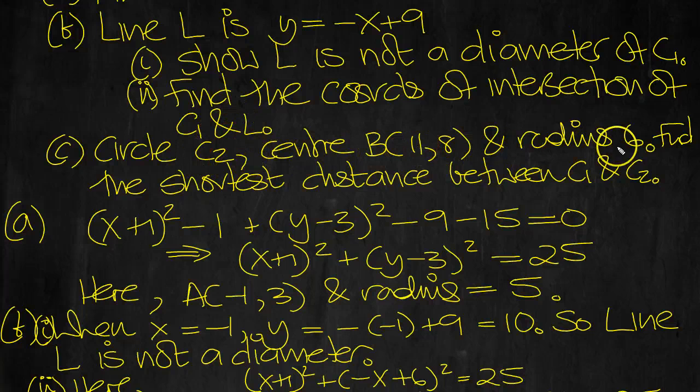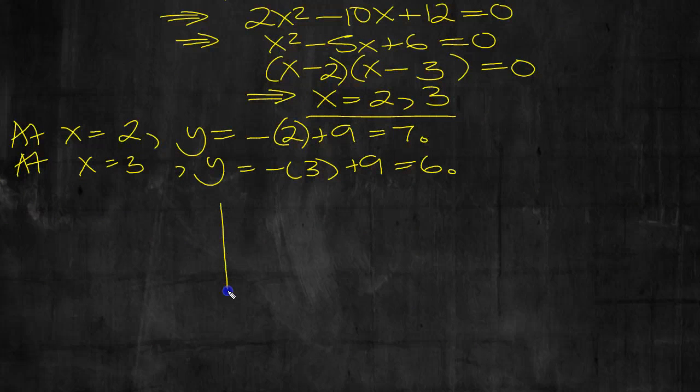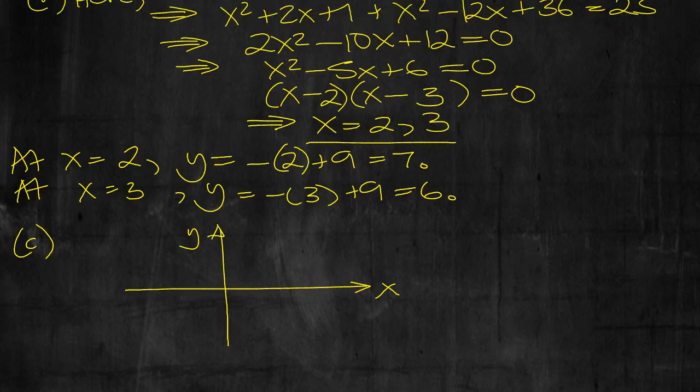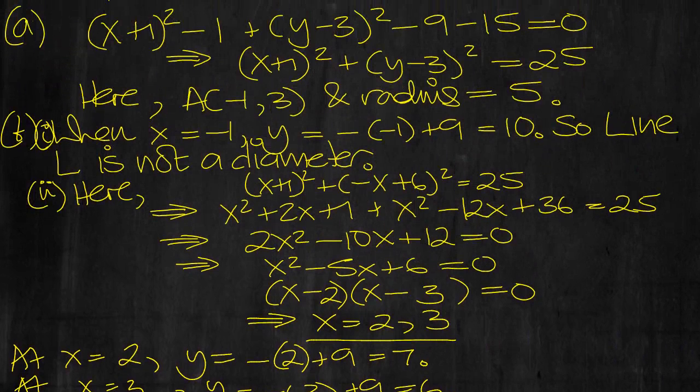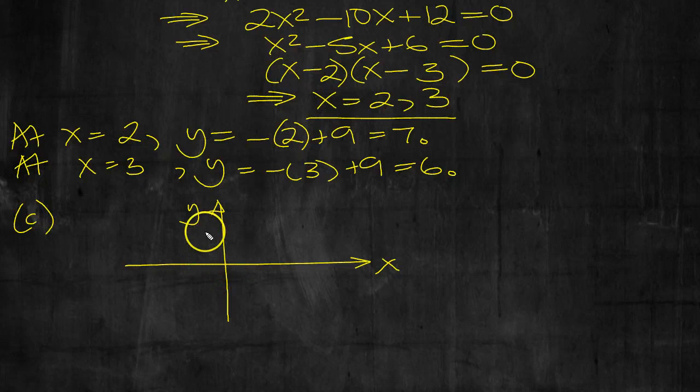Circle C2 is this, with this radius. Find the shortest distance between C1 and C2. So let's have a look at that then. Do a little sketch. This is part C. I'll just draw a quick sketch here with the digital pen. So what have we got then? We've got minus 1, 3 and radius 5. I'm going to draw it slightly smaller.